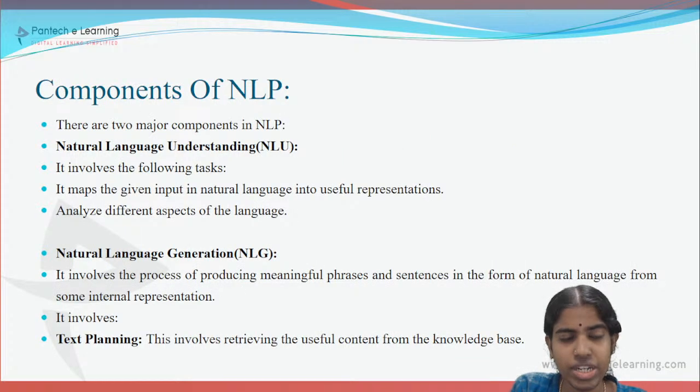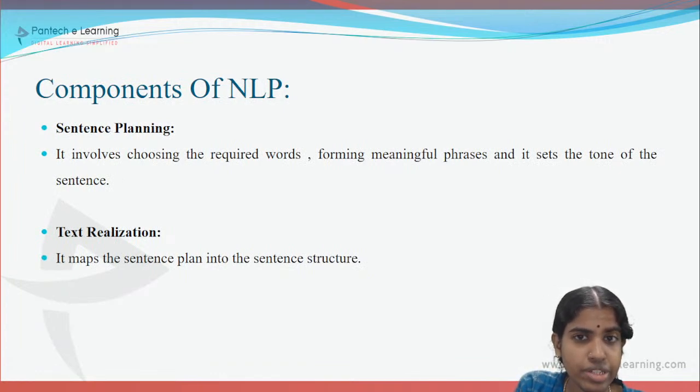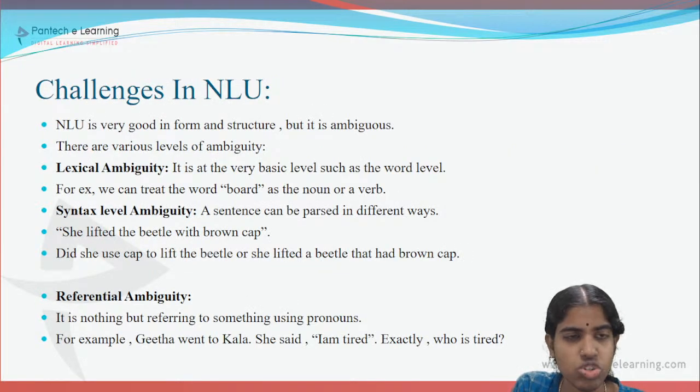All these are the important components of NLP, natural language processing. The first major component is the natural language understanding, and the second major component is the natural language generation. So it involves these three steps. The first step is the text planning. The second step is the sentence planning. And the third step is the text realization. So I am going to map the sentence plan into the sentence structure.